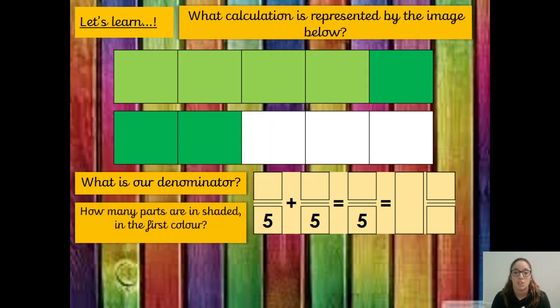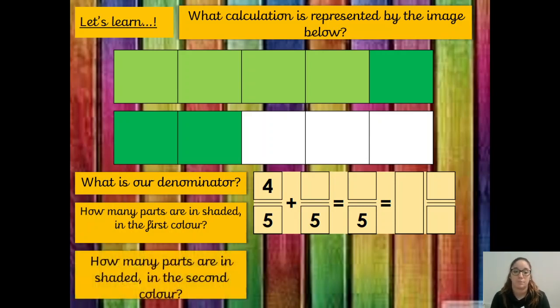How many parts are shaded in the first colour? Okay, so for our first part of the calculation, we've got so many fifths. How many are shaded? Okay, we have got 4 fifths. And then our second colour, how many parts have we got? 1, 2, 3. We've got 3 fifths.